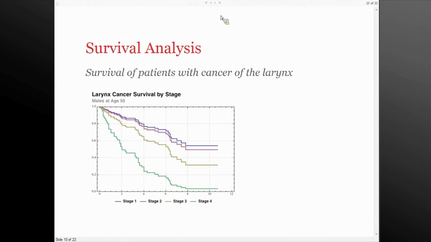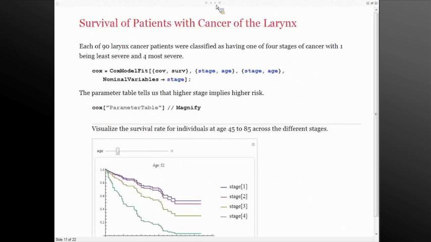So here's more of a clinical example: survival of patients with cancer of the larynx. This is a famous data set in survival analysis. We have 90 male patients, and they were diagnosed with cancer of the larynx at a certain age, and they are each in one of 4 stages of cancer, with stage 1 being the least severe and stage 4 being the most severe.